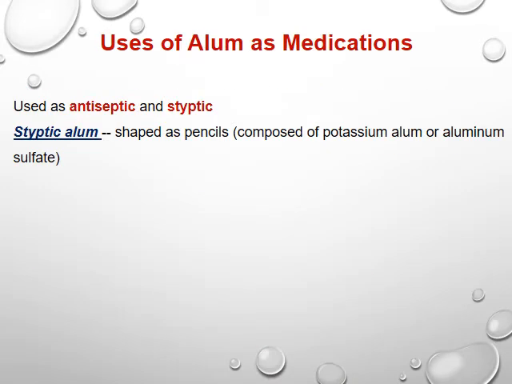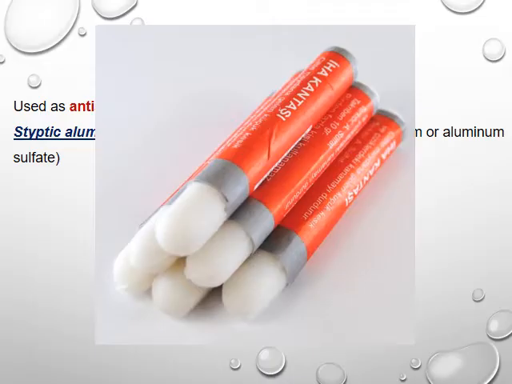Now, the uses of alum as medication. Alum is used as an antiseptic and styptic. Styptic alum is shaped as pencils, يعني شكل مالته شلون القلم, composed of potassium alum or aluminum sulfate. This is how it looks.